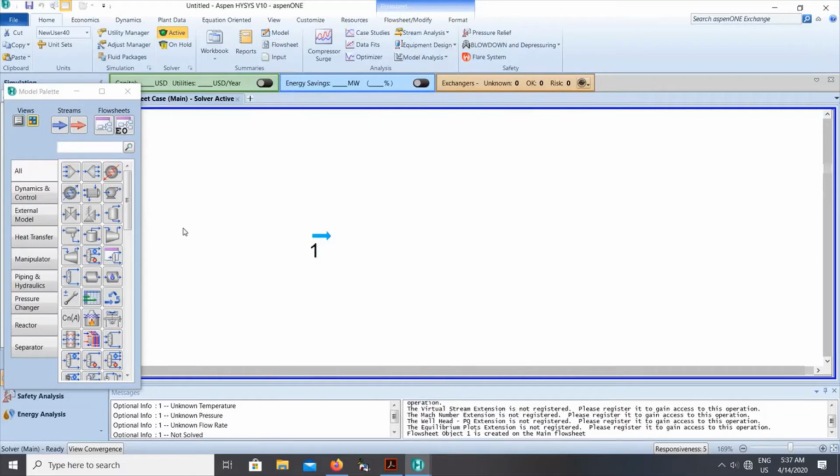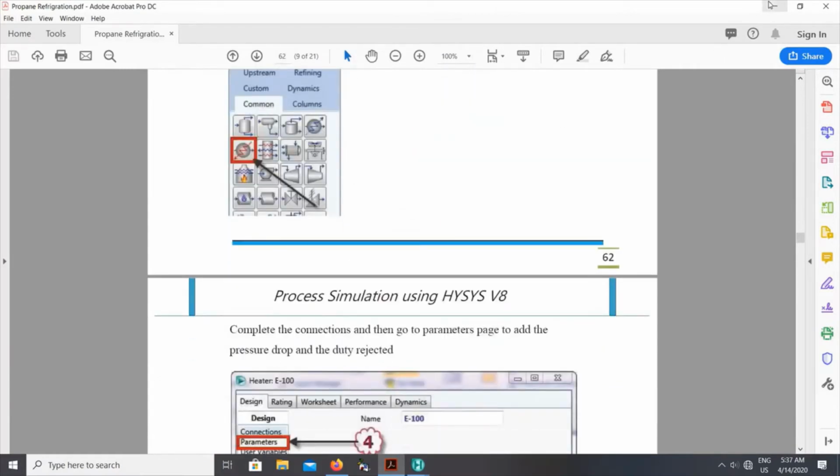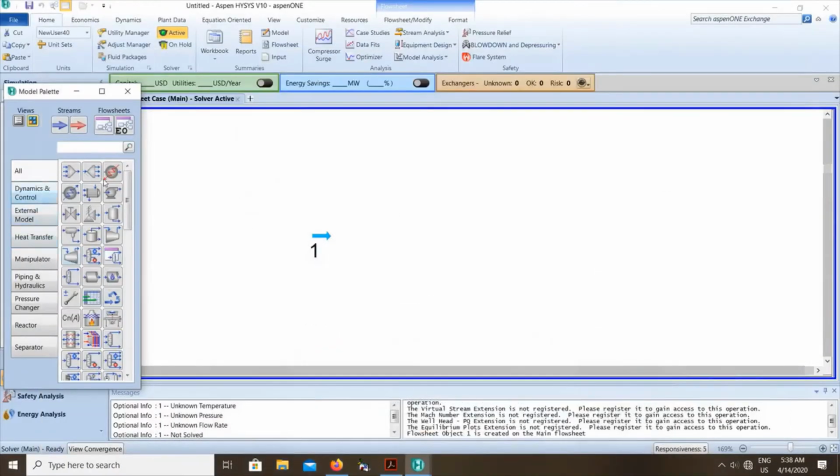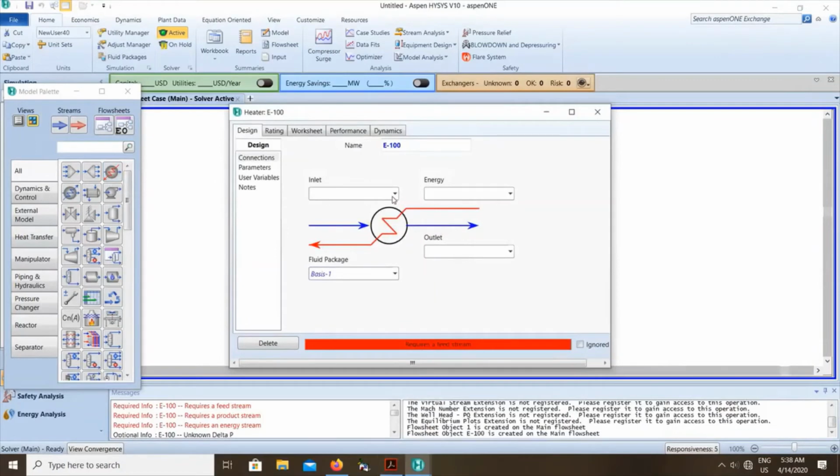This is the only information that we have so far, because once we complete the loop, the simulation will be completed. The second thing we have is the heater, or you can say evaporator. So we need to select the heater. We can put it here. We double-click and open the heater. We provide the information. We have the inlet information, which is 1. We can provide the name of the energy stream, in this case we can give Q1, and for the outlet we can put 2.